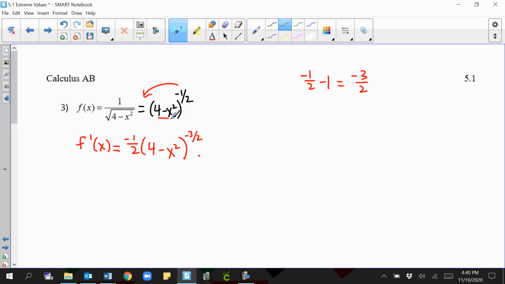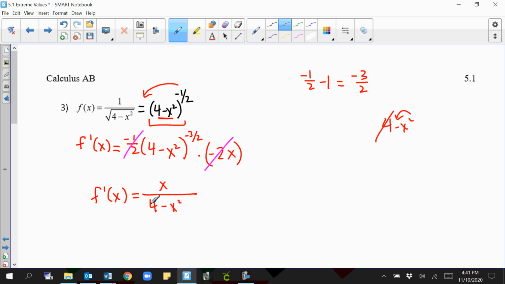And I need to multiply it by the derivative of the inside. We do have a chain rule here. So if I have 4 minus x squared, the 4 goes away, the squared comes down, so it's going to be a negative 2x. Cleaning this up a little bit, that negative 1/2 and negative 2 do cancel out. So my derivative, f prime of x, is going to equal x over 4 minus x squared to the 3/2.